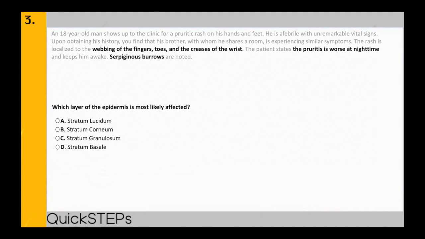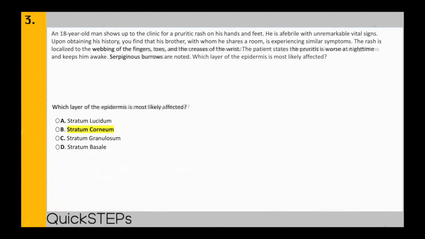So webbing of the fingers, pruritus worse at nighttime, and serpiginous burrows is hallmark for scabies. This is the most common presentation for scabies on boards. The next fact you need to know is quite nitpicky. So I'll just come out and tell you if you don't know it, and if you do know it, congratulations. It's that scabies invades the stratum corneum, or answer choice B.